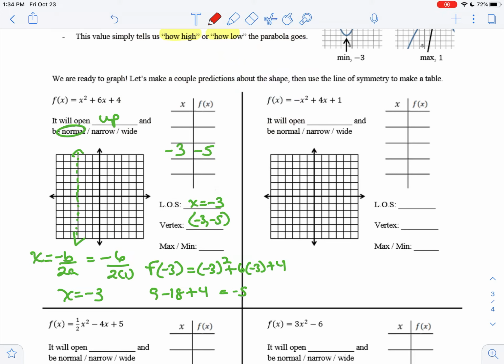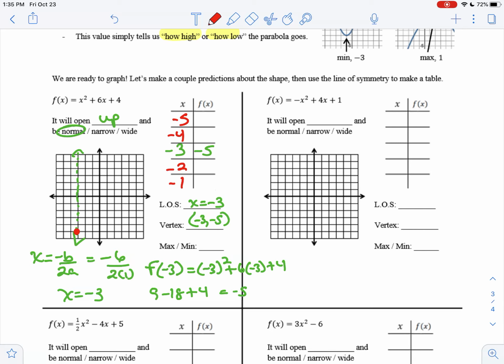Okay, and then our vertex is also going to live on that symmetry line, and that is going to be at negative 3, negative 5. Okay. Now all we have to do is put in numbers around it. So numbers like negative 4 and negative 2. I should say, let's put negative 5 in that spot. We'll put negative 2 on the other side. Yeah, we'll put negative 2 here and negative 1 there. And when you plug those numbers in, we'll be able to see what we get.